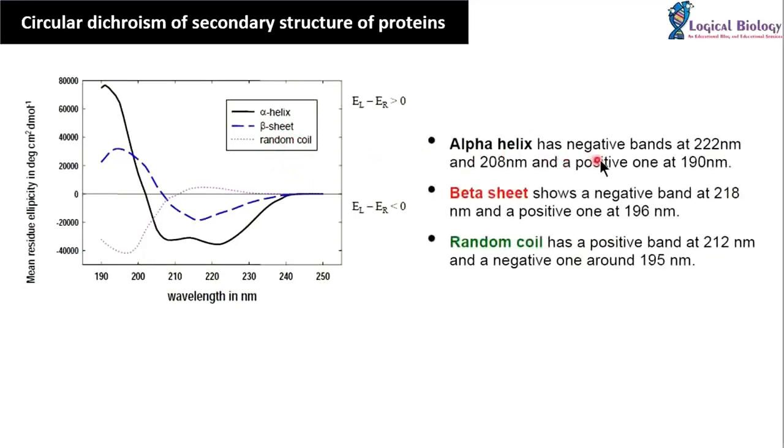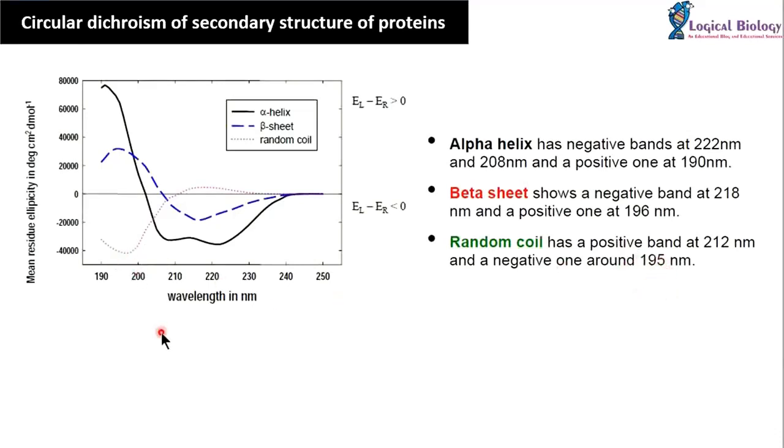Alpha helix has negative bands at 222 nanometer and 208 nanometer, which are here, 208 and 222, and 1 positive at 190 nanometer, that is here. For beta sheet we have a negative band at 218, that is here, and a positive one at 196, that is here. For random coil we have a positive band at 212, that is here, and a negative one at 195, that is here.